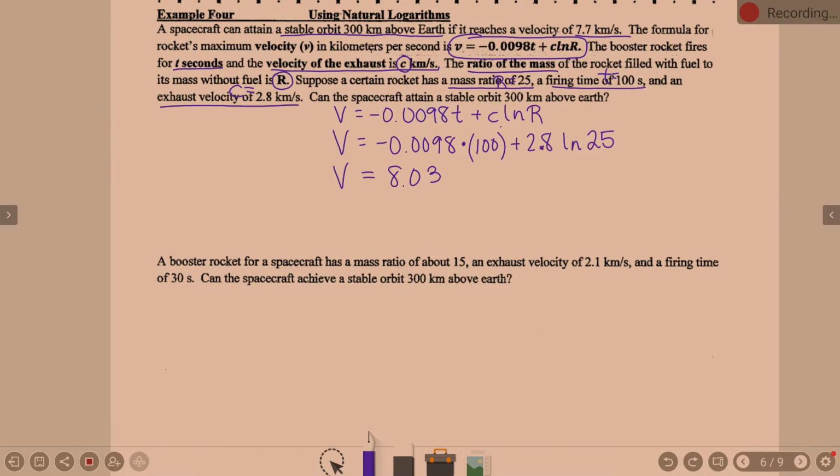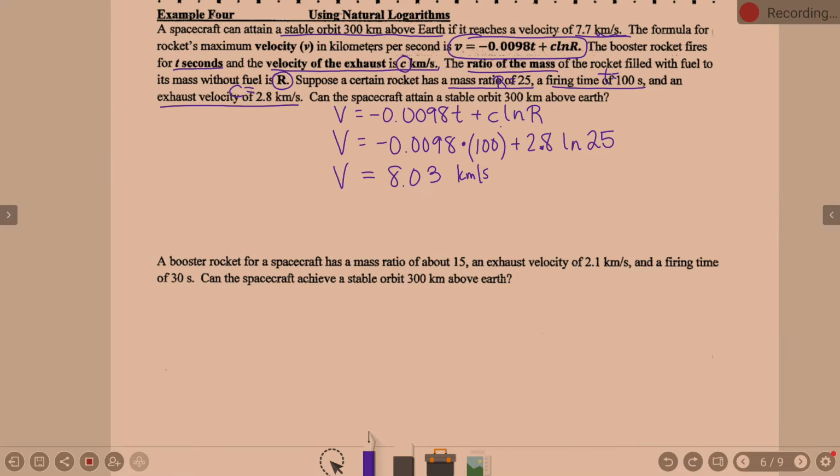As I said, I would enter this all at once. I would say negative 0.0098 times 100 plus 2.8 times natural log 25. 8.0328. 8.03 is what I have written down. 8.033 makes sense. This is velocity. What's my label for velocity? In this case, it is kilometers per second.